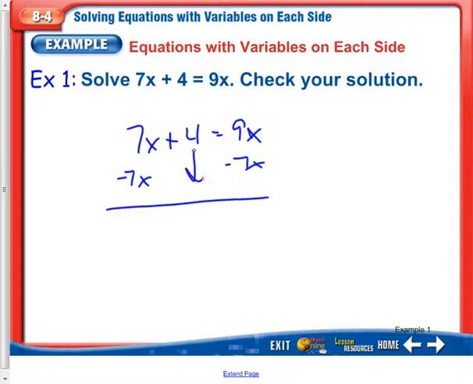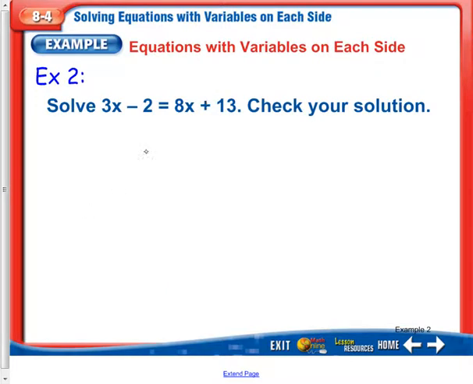And then I can move my 4 straight down, and I'm left with 2x. Now I'm going to divide both sides by 2, so I can get rid of the coefficient, and then x equals 2. Now if I check that solution, 7 times 2 is 14, and 14 plus 4 is 18. And 9 times 2 is 18, so 18 does equal 18, and that worked out.